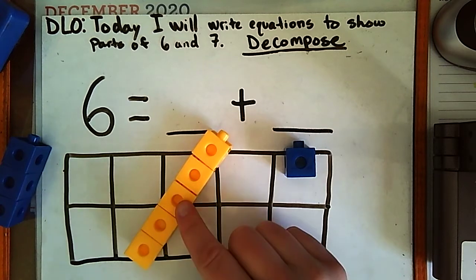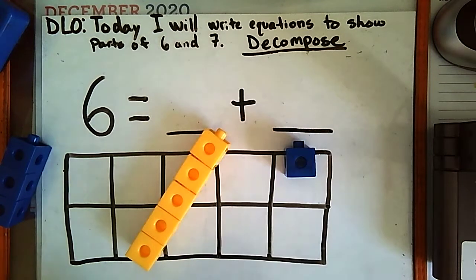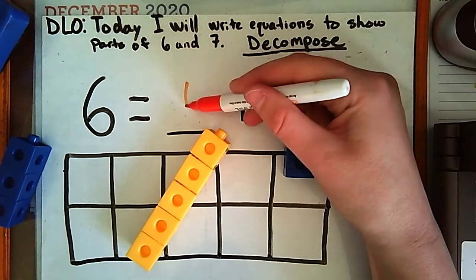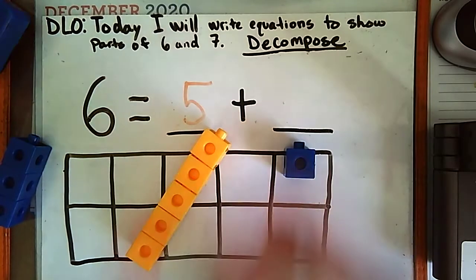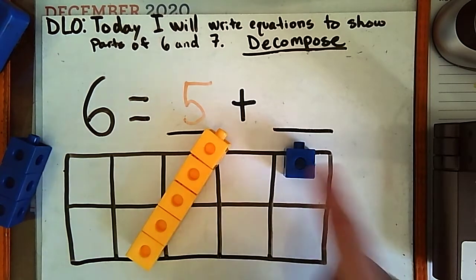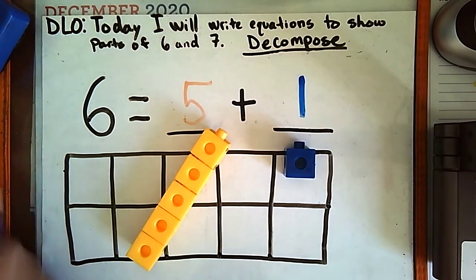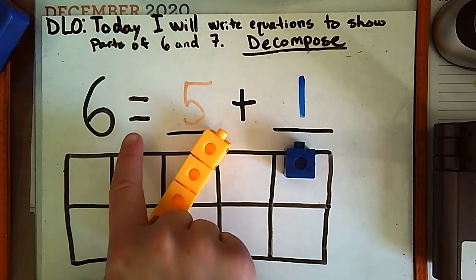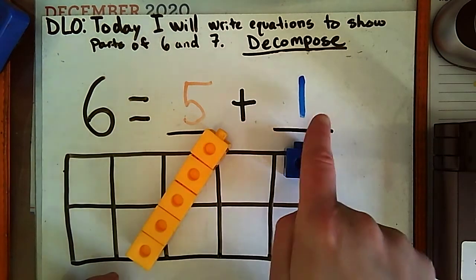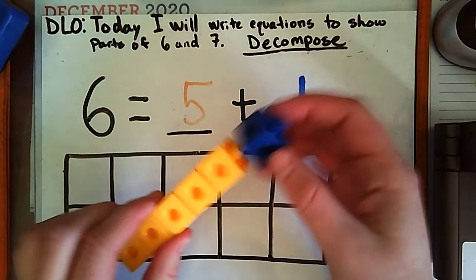1, 2, 3, 4, 5. I have 5 yellow, short neck, belly fat, Mr. 5 wears a hat, plus how many blue? 1. So if I have them all together, 6 equals 5 plus 1. So I have 5 here, I've got 1 here.